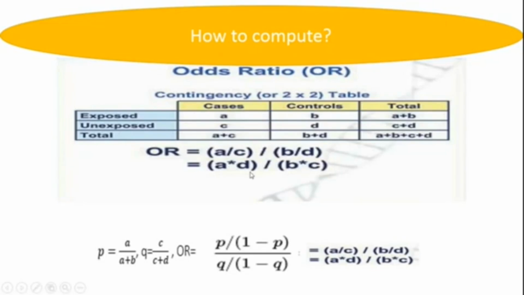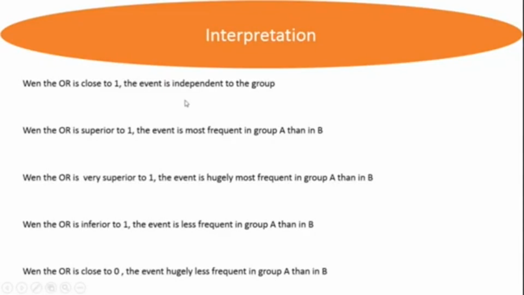So what's the interpretation of the odds ratio? When the odds ratio is close to 1, the event is independent of the group. That means that if our main variable is a disease, in the previous table that we showed earlier, we can say that if the odds ratio is close to 1, maybe disease and gender are independent. Gender didn't significantly influence the occurrence of the disease if we have an odds ratio close to 1.